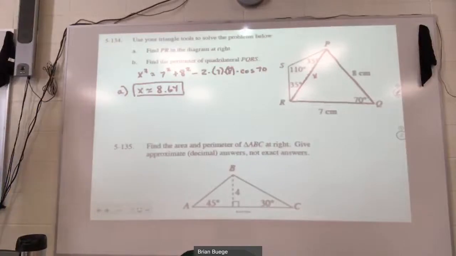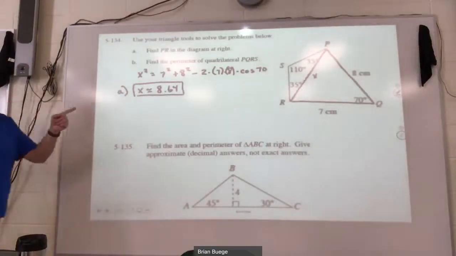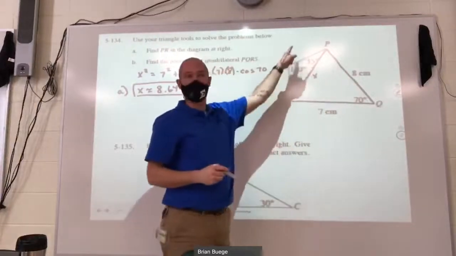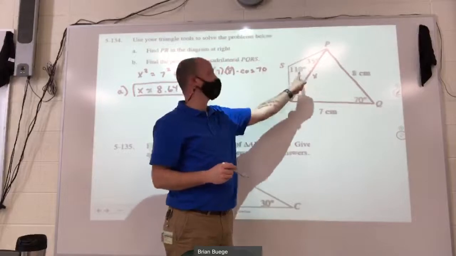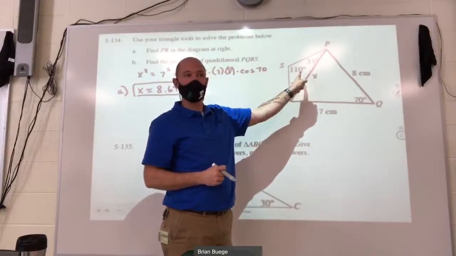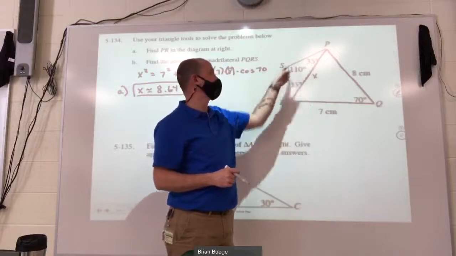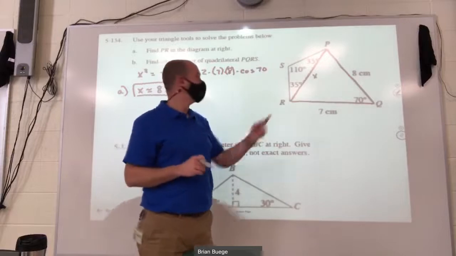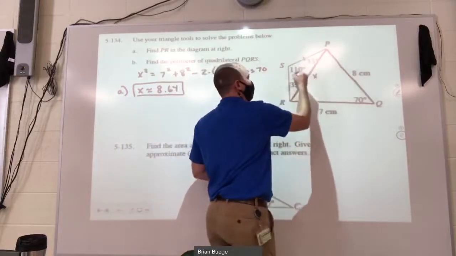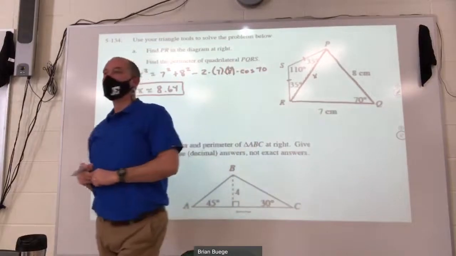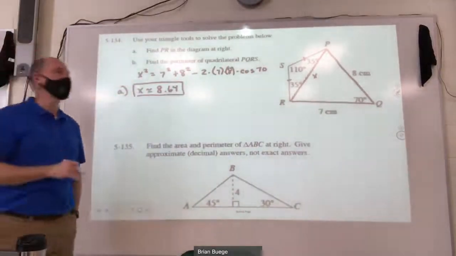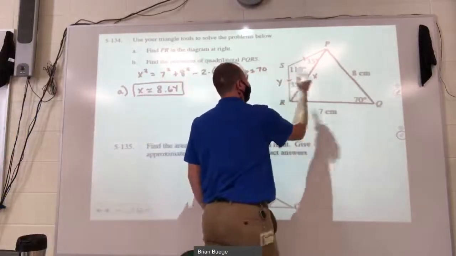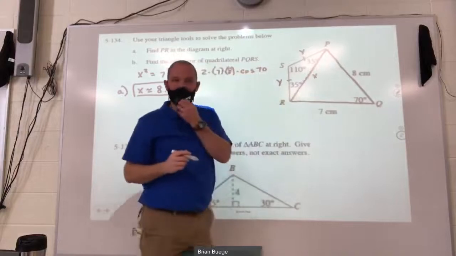Now it asks you to find the perimeter of the quadrilateral. So you've got 8, you've got 7. Now you've got to find the other two side lengths in order to get the perimeter. But what kind of triangle is this one? The triangle PSR. Yeah, Don? Yeah. You've got two congruent angles, so I know that those two sides are equal to each other. So you have multiple options on this one to solve. Let's say I call this y, which also means that that is also y.